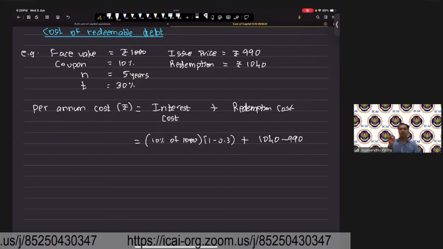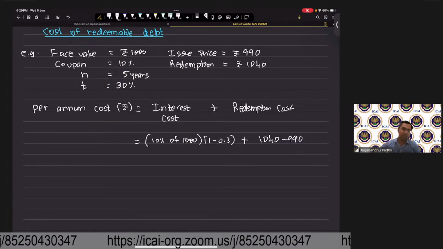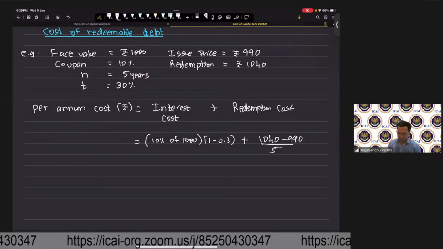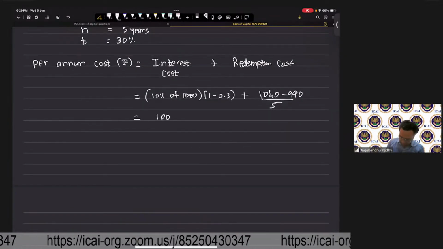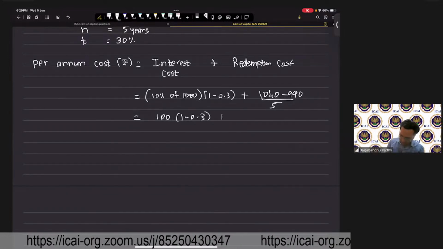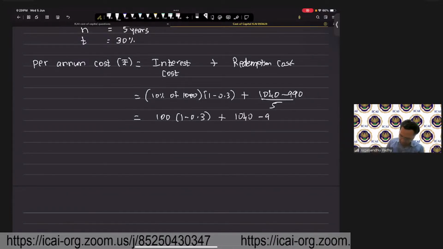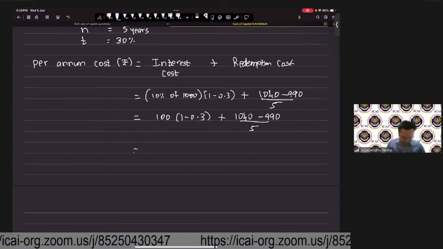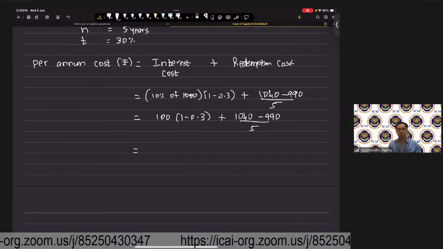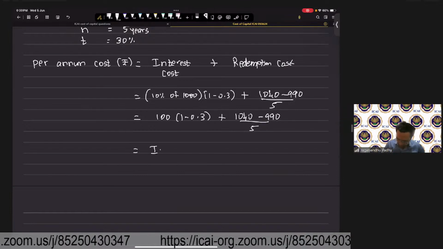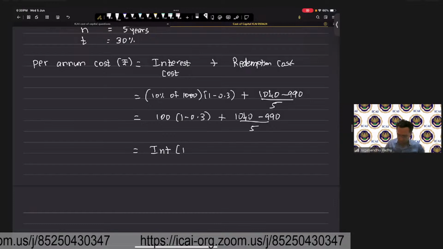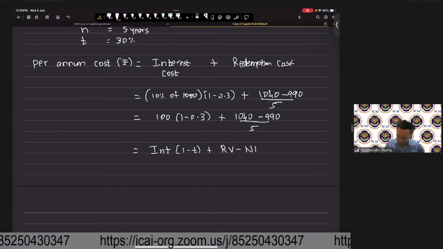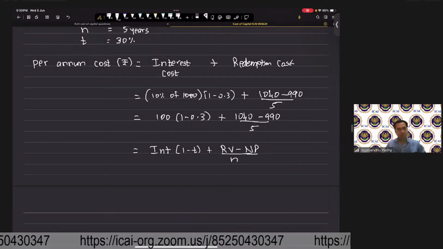But remember, 50 is the cost for the full 5 years. So can you tell me what will be the cost every year? I need to just divide it by 5, correct? So this is like 100 into 1 minus 0.3 plus 1040 minus 990 upon 5. In terms of formula, that's going to be interest into 1 minus t plus redemption value minus net proceeds by n.